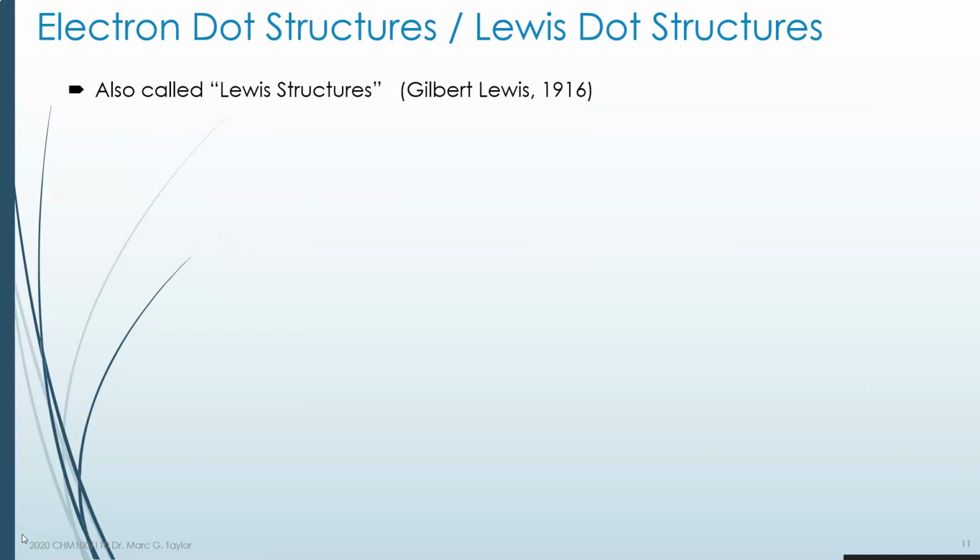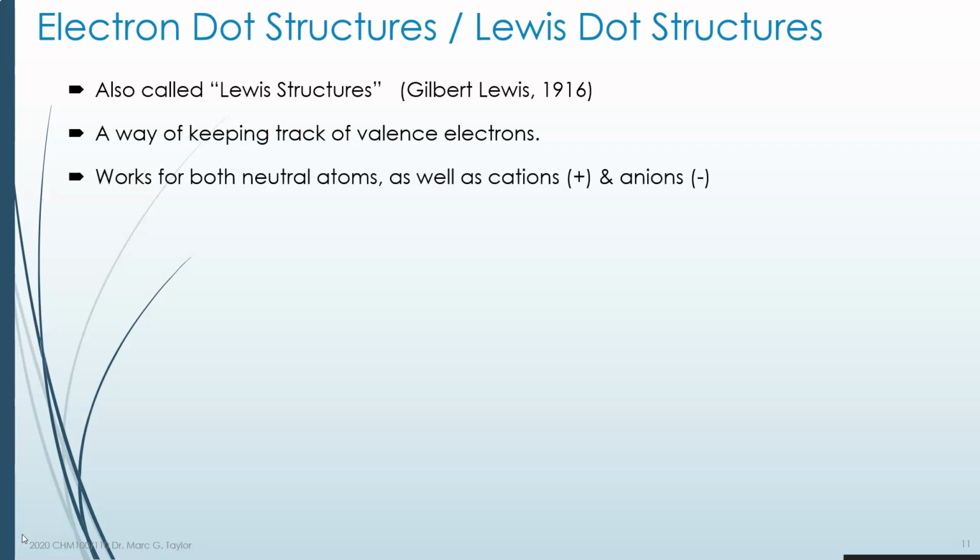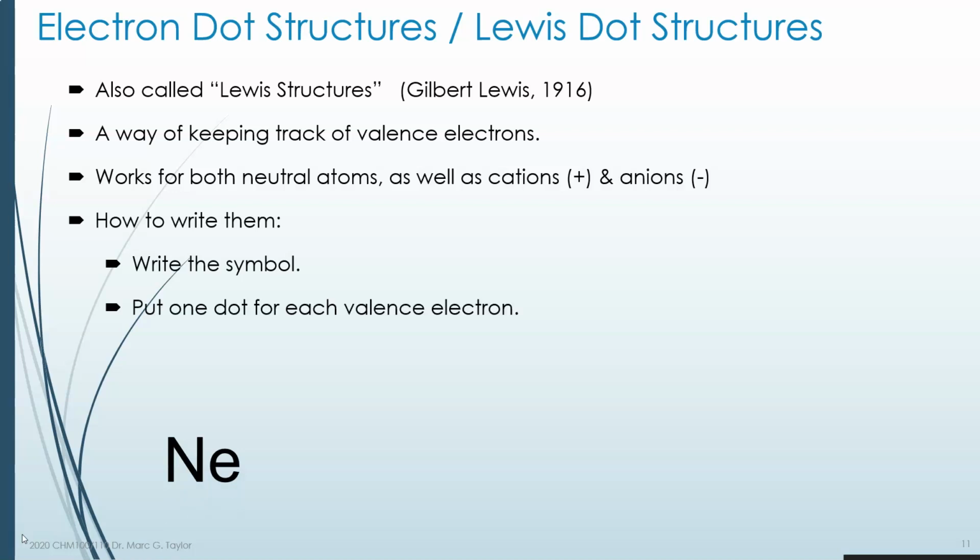So let's talk about Lewis structures. Lewis structures were developed by Gilbert Lewis over 100 years ago. He wanted a way of keeping track of the valence electrons, and it's very simple what he did. It works for both neutral atoms as well as ions. He merely drew the symbol and then drew dots around the symbol representing all of the valence electrons.